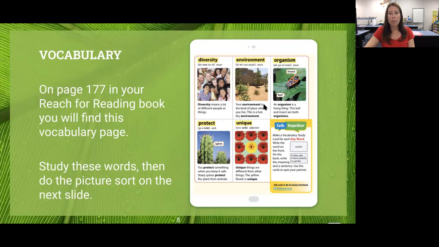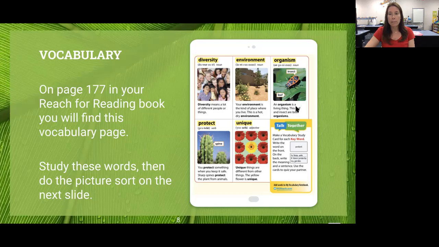Okay, next word, environment. Your environment is the kind of place where you live. This is a hot, dry environment. So we live in a hot, dry environment too, most of the time in the summer. It's definitely dry, right? We live in what's called the high desert. So we live in an environment that is dry as well. Now, if you went down to the beach, that would be a humid, mild environment.